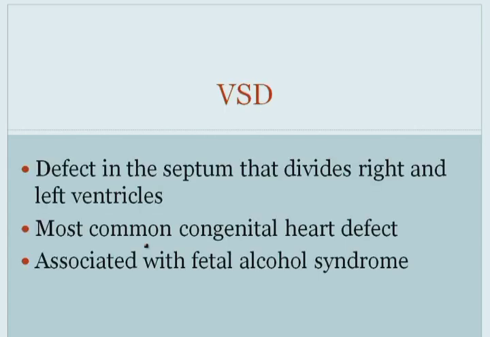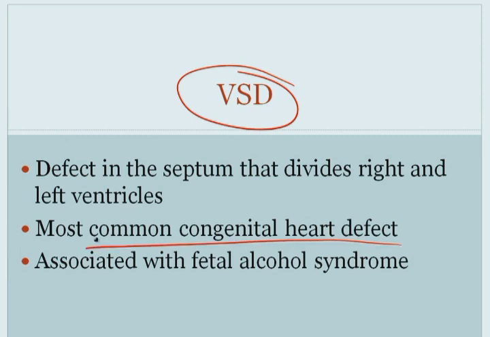So in ventricular septal defect, you get a defect in the septum that divides the right and left ventricles. Of course, the name gives it away, ventricular septal defect. Important to note, this is the most common congenital heart defect and very high yield that it's associated with fetal alcohol syndrome. Now let's just illustrate the anatomy to understand the problem.